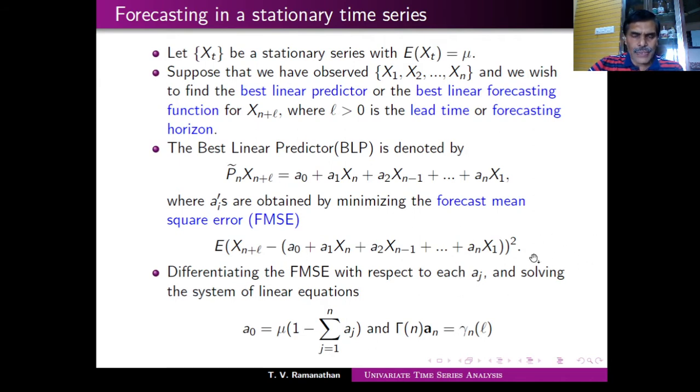You actually differentiate this with respect to a naught, which means it's 2 into this quantity with a minus sign, and then you are equating to 0, the minus doesn't matter. So the expectation of this quantity is, because this is mu, you have mu and each of them is mu. So it's a naught if you take it on the other side. Here there is no x, so this can go to the other side. So mu into 1 minus summation 1 to n aj. That's a naught. But this equation is not enough because it involves the unknown quantities aj's over here. So basically what we require is also the subsequent a1, a2, etc.